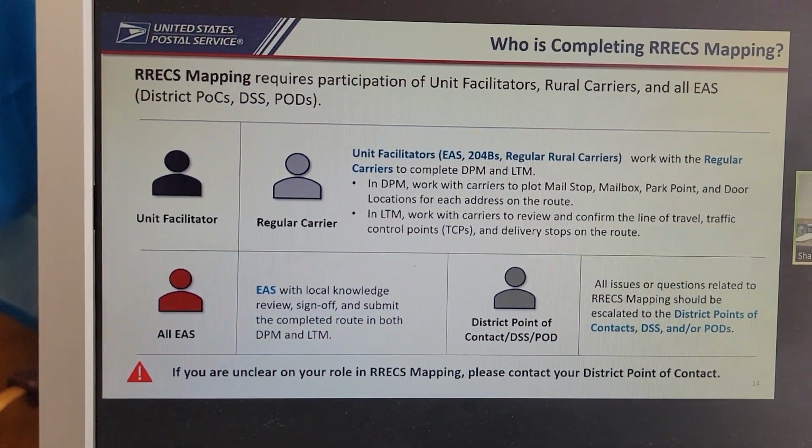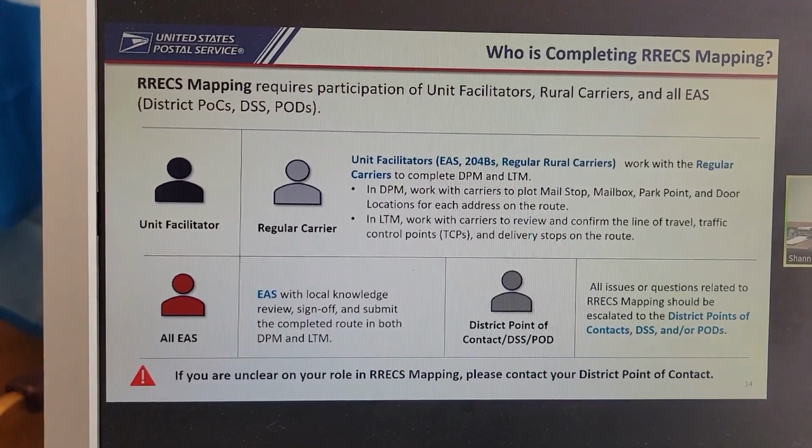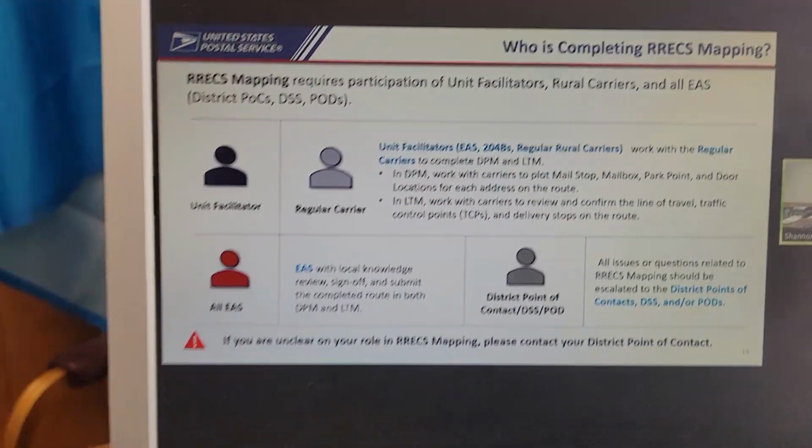So who is completing the training and the mapping? So again, unit facilitators, you're here today joining in the training, and it's very important that you're a part in this process. So we're going to train you of what all is required in these applications, all the steps necessary to be successful. But of course, you can't do that alone. You've got to have the carrier with you. So the carrier is required to be involved in this process of mapping their route.